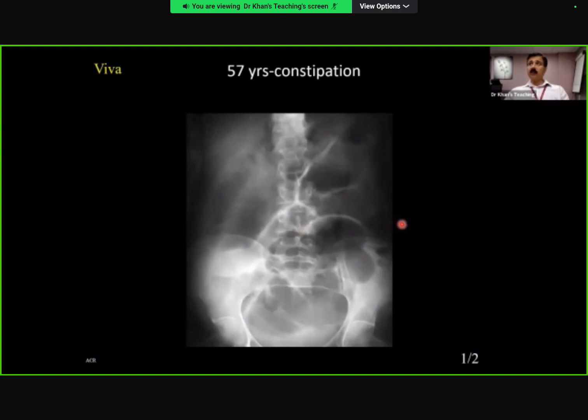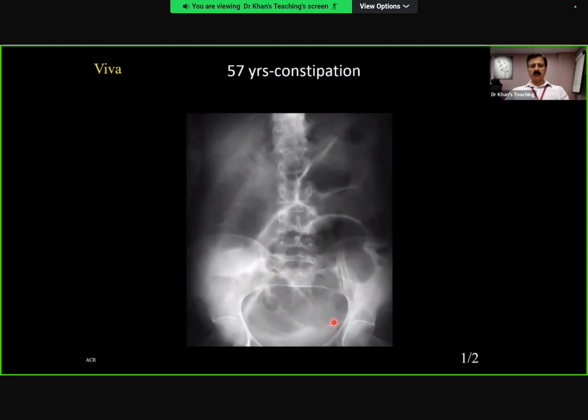Okay, candidate 3, your film. This patient is 57 with constipation. Can you tell me which loop of bowel this is? Anatomy-wise, small or large bowel? It looks like large bowel. Excellent, well done. So these are haustra. So this is large bowel. Is there gas in the rectum? I can't see any gas in the rectum. Excellent. So what will be your conclusion here?